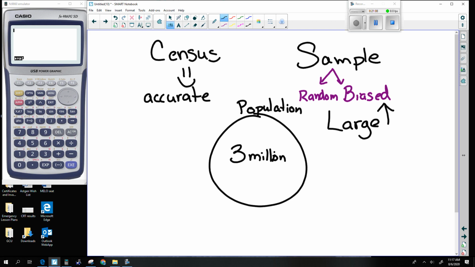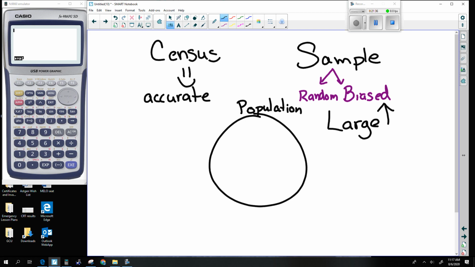Instead of asking 3 million people, I'm going to ask 20 people, and 20 people are going to represent this 3 million people. I can ask 20 people a question: are you left-handed? Not a problem. But I'm not going to sit there and ask 3 million people a question. The population was way too large, so I am going to take a sample.